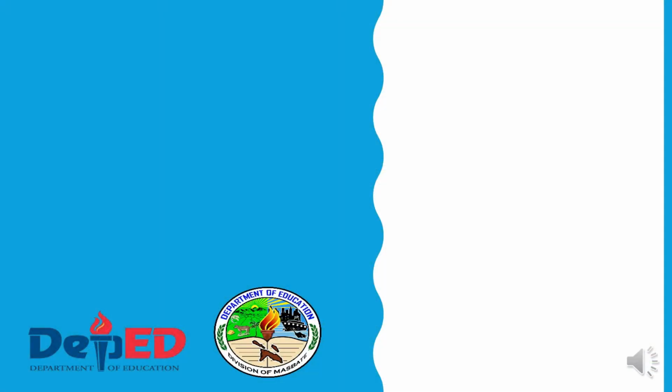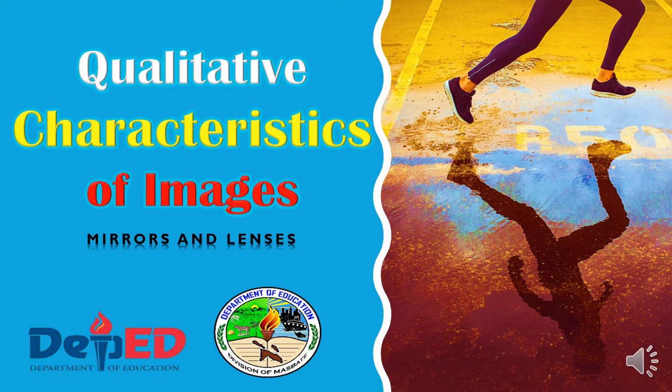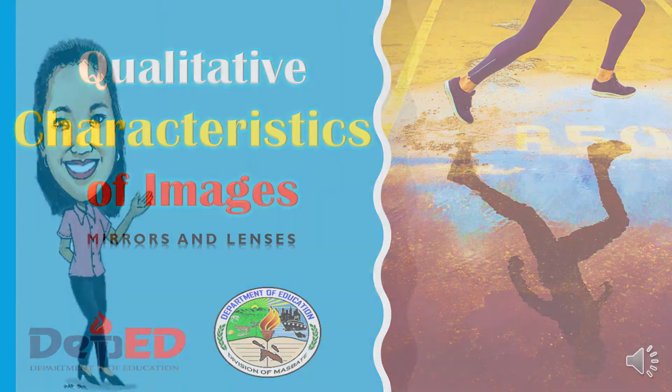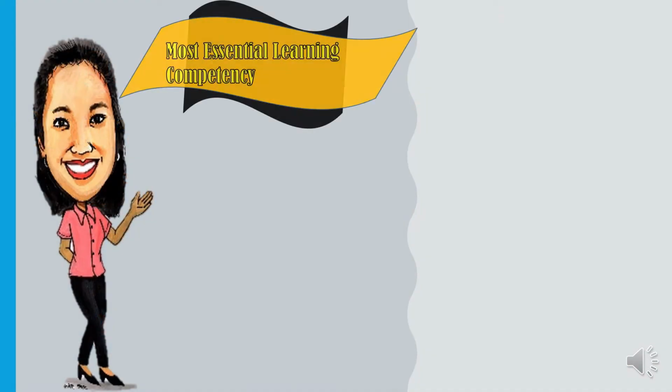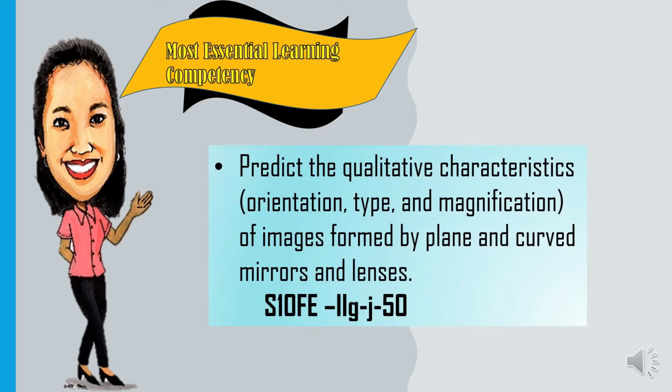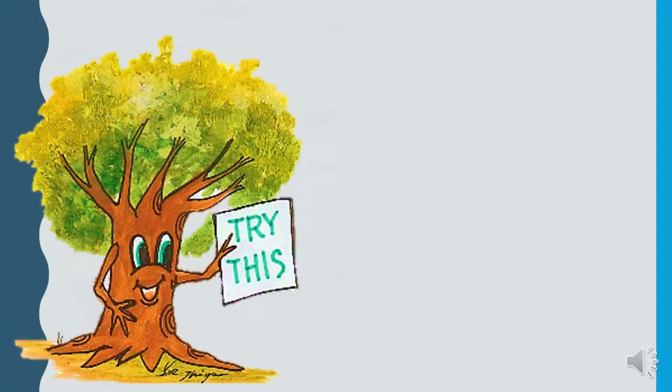Our topic for today's video lesson is all about the qualitative characteristics of images. The most essential learning competency that we are going to discuss is to predict the qualitative characteristics such as the orientation, type, and magnification of images formed by plane and curved mirrors and lenses.